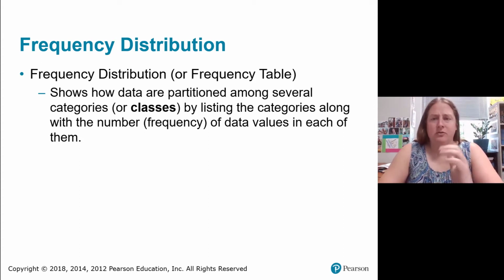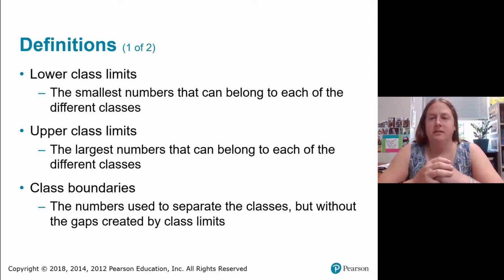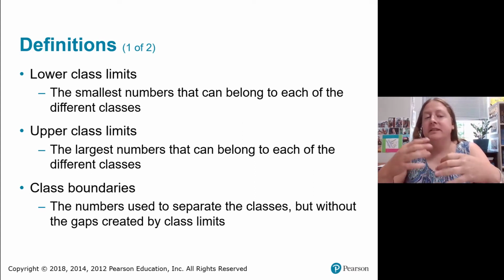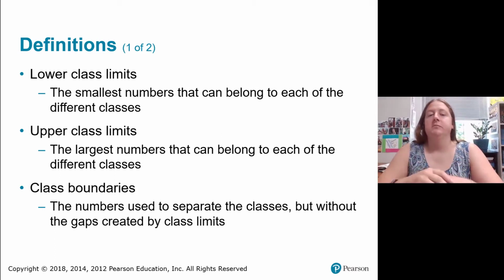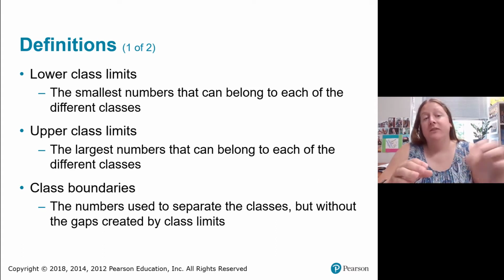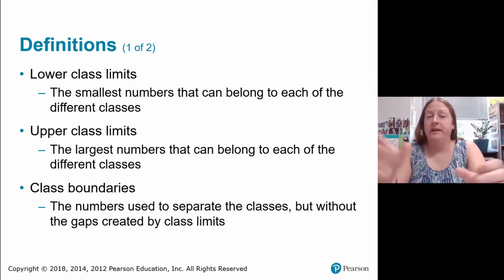So let's go through a few definitions that we need to be able to create a frequency distribution. The first is the idea of a lower class limit. This is the smallest number that can belong to a class. When we put all of them together, it's all of the smallest numbers that can belong to each of the different classes that we make. If there's a lower class limit, there's also an upper class limit, and it's just the largest number that class can have, or when we put all of them together, they're the largest numbers that can belong in each of the different classes that we make.